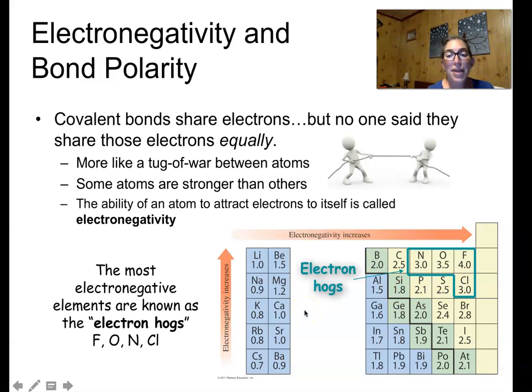So the 4 elements that have the highest electronegativity values, or the highest pull strength for electrons, are fluorine, oxygen, nitrogen, and chlorine, in that order. And so you should memorize these 4. And my mnemonic for it is phone call, because that's what it looks like, F-O-N-C-L. Phone call are the 4 electron hogs.